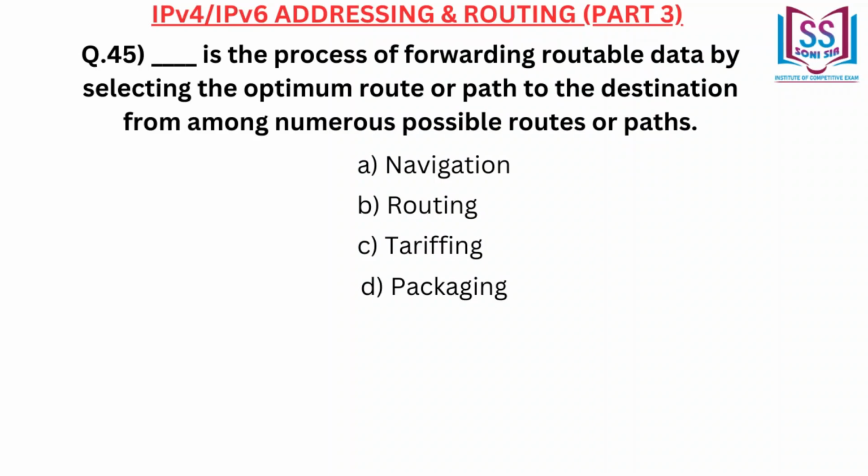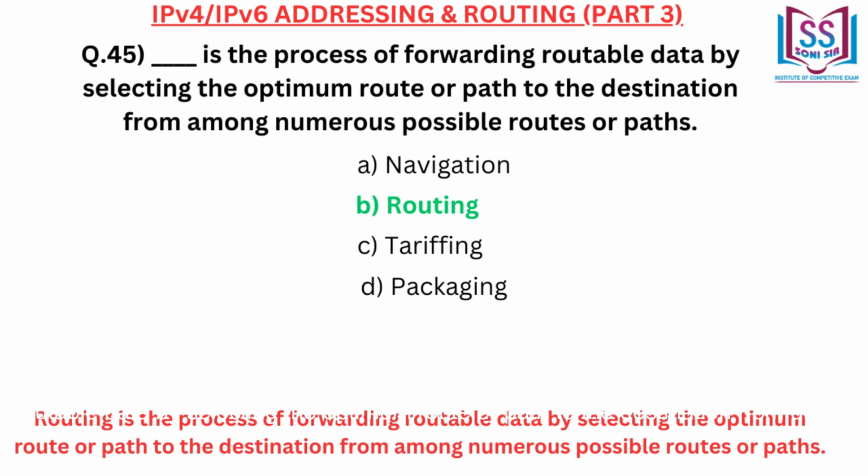Dash is the process of forwarding routable data by selecting the optimum route or path to the destination from among numerous possible routes or paths. A. Navigation. B. Routing. C. Tariffing. D. Packaging. Correct answer B. Routing. Routing is the process of forwarding routable data by selecting the optimum route or path to the destination from among numerous possible routes or paths.